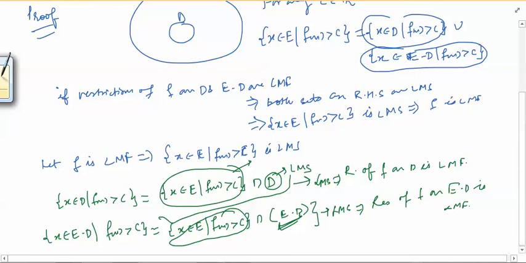In the next video we will see how we can use this proposition for defining f plus g when your f and g are extended real valued functions.